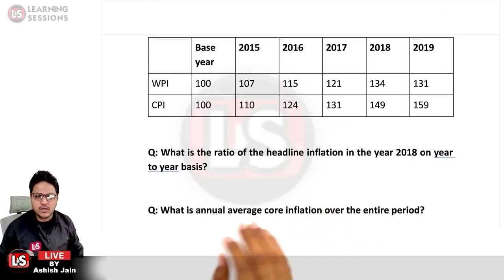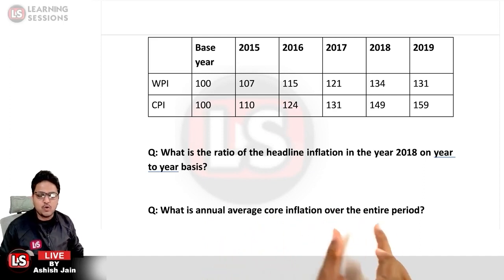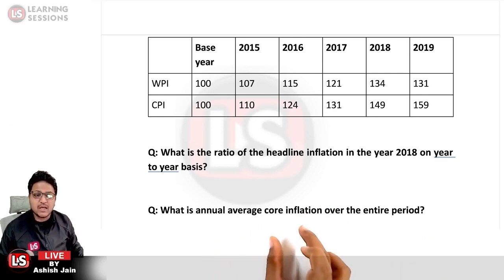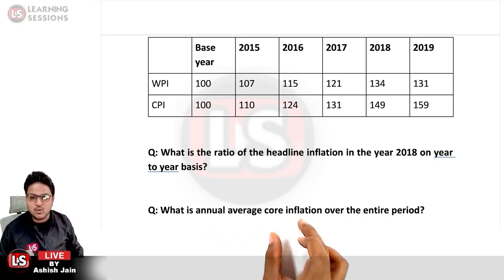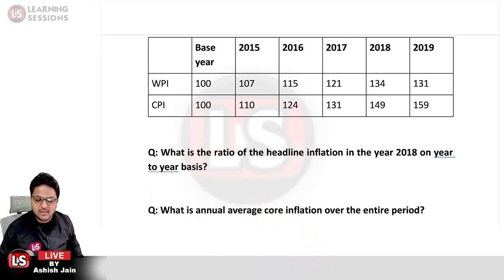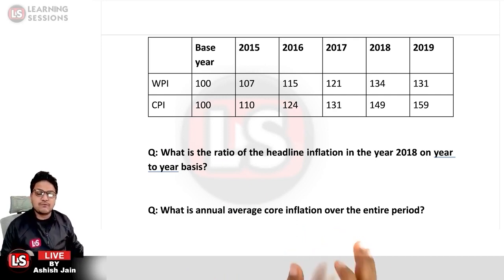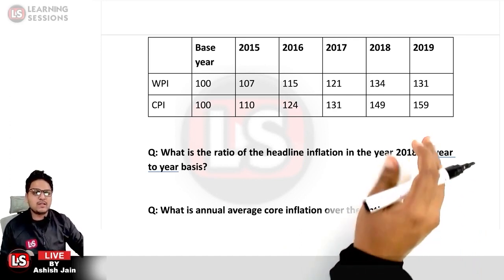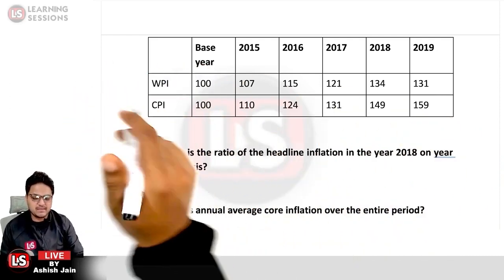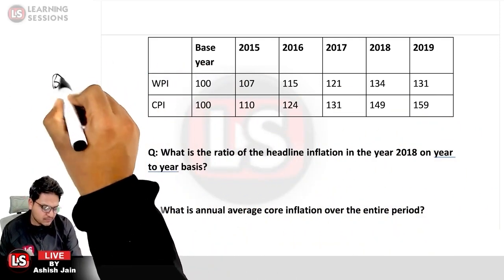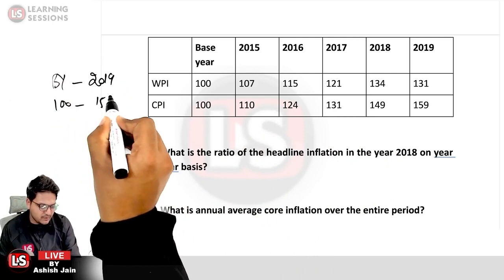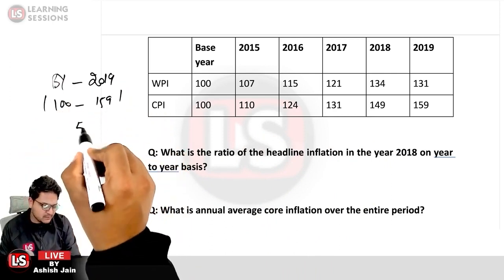In the next question, we need to calculate the annual average core inflation over the entire period. Kindly try to understand this. Core inflation is related to CPI, that is the consumer price index. It will be over the 5 years average. So we take the difference between the last year, 2019, and the base year. For the base year it is 100, and for 2019 the CPI is 159. We take the absolute value of the difference, that is 59.